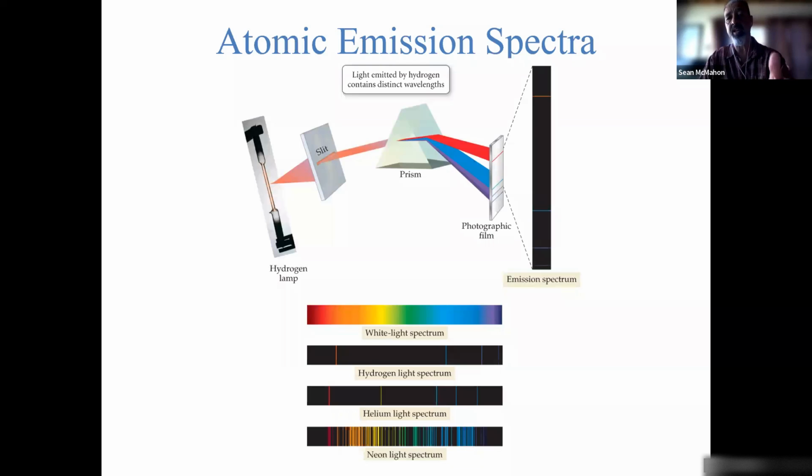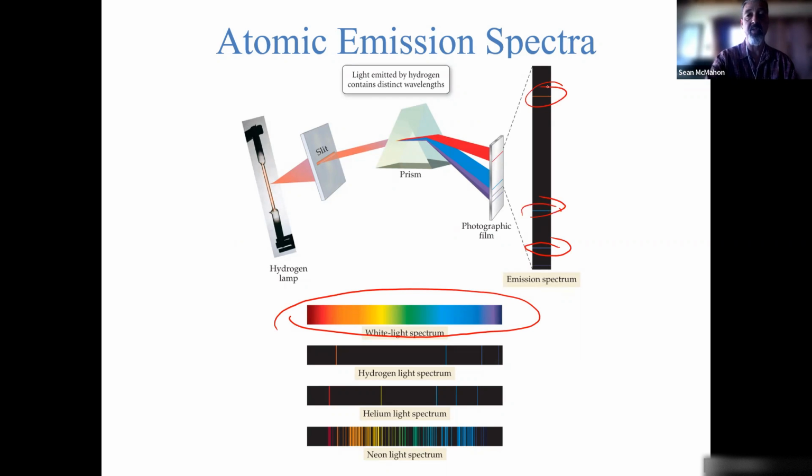And then we can take that light, shine it through a prism, and unlike the white light that we discussed last time, where we get a continuous spectrum, we actually get very distinct lines, okay? So that's with all atoms. And we could think of these lines as essentially a fingerprint for the different elements.